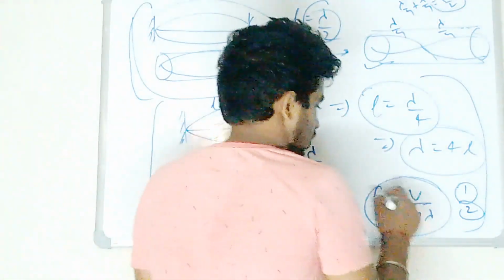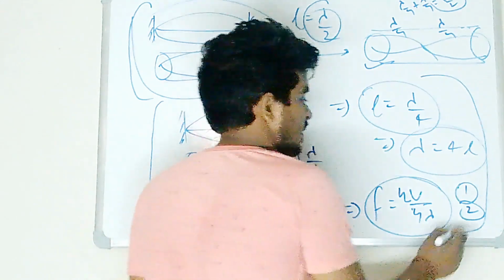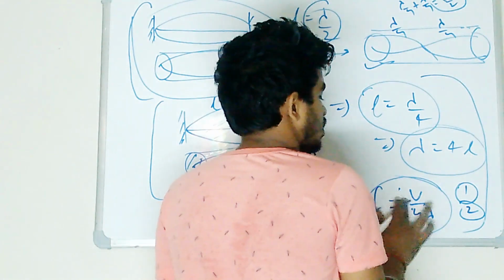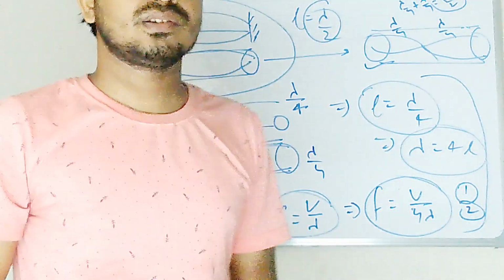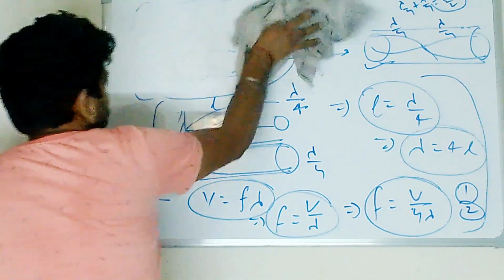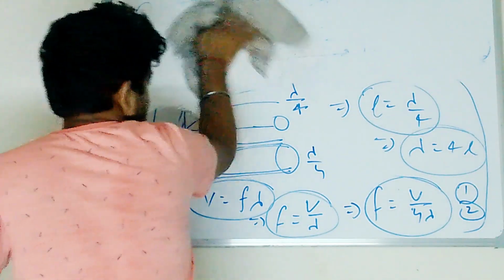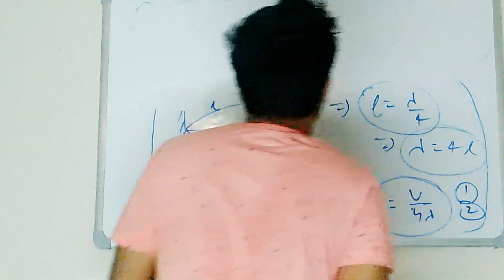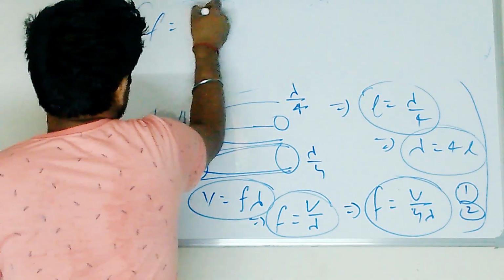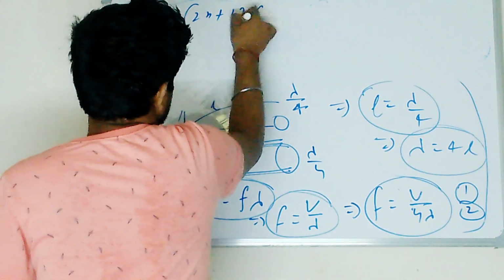So how to solve this problem? To solve this problem, here I am writing in place of n, 2n plus 1. So 2n plus 1 is what? Odd. Am I right? Yes or no? Here in place of n, I am writing 2n plus 1. So if I generalize this formula, frequency will be what? F equals to 2n plus 1 times v divided by 4l.